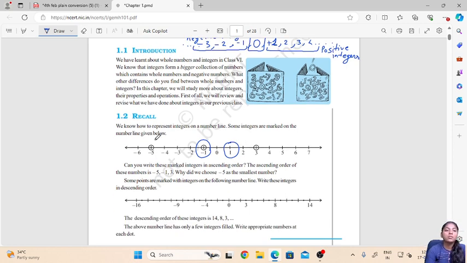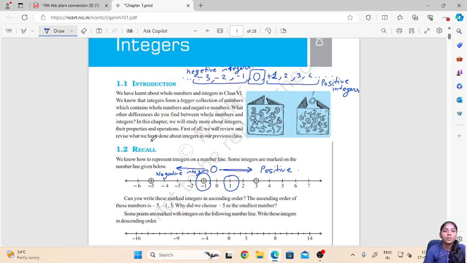Then we have already learnt what a number line is. Here we can see a number line which is representing integers. So on a number line, the numbers which are to the right side of the 0 are all positive integers, and numbers which are on the left side of the 0 are all negative integers.